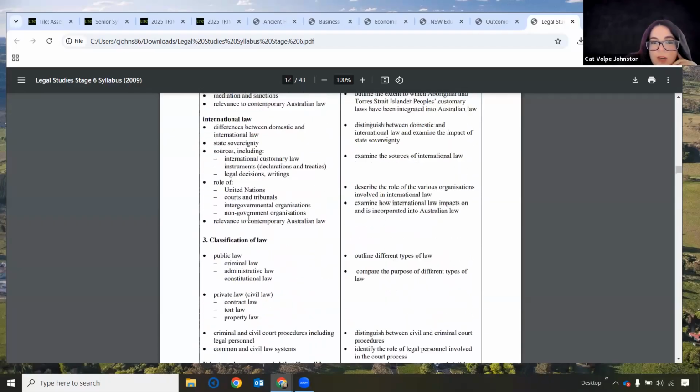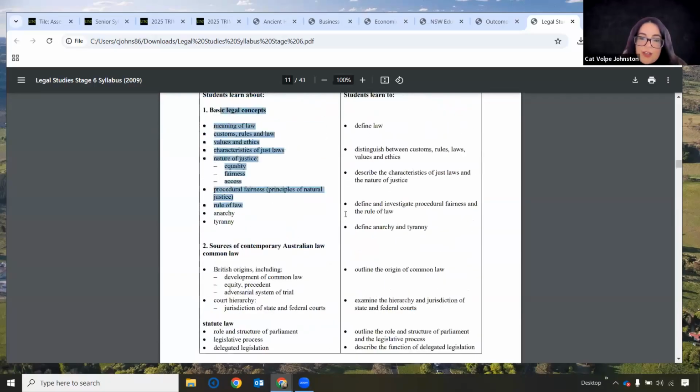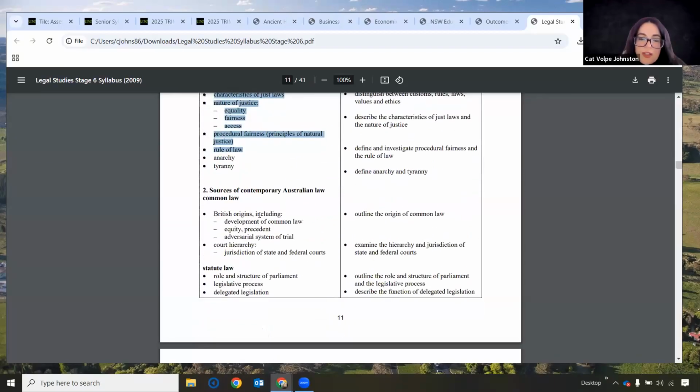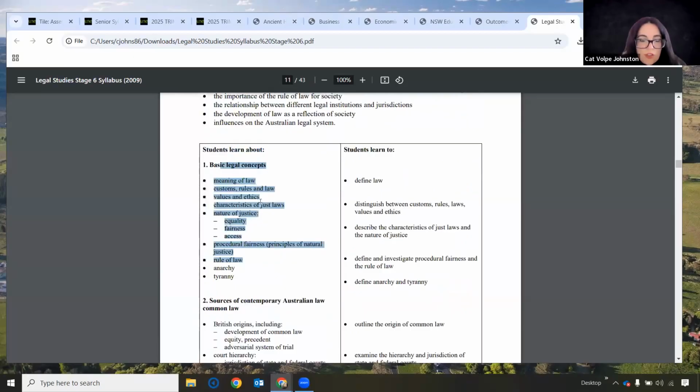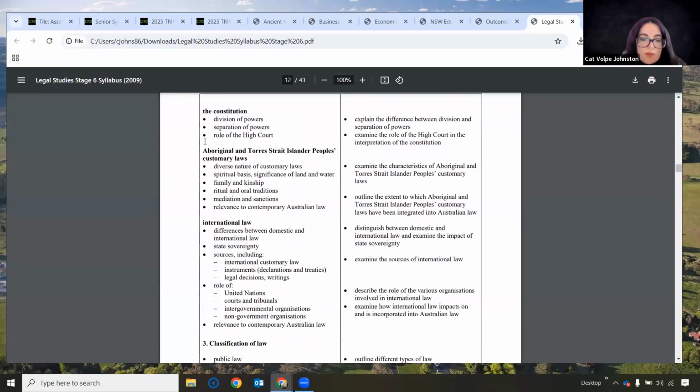In terms of how to copy the content here, I remember this from another year. This is often a question that gets asked for legal studies. It's broken down to what students learn about and what students learn to do. What you can do is just copy this left column, what students learn about. So for example, if you did want to focus on this one here, then you would just copy that section.